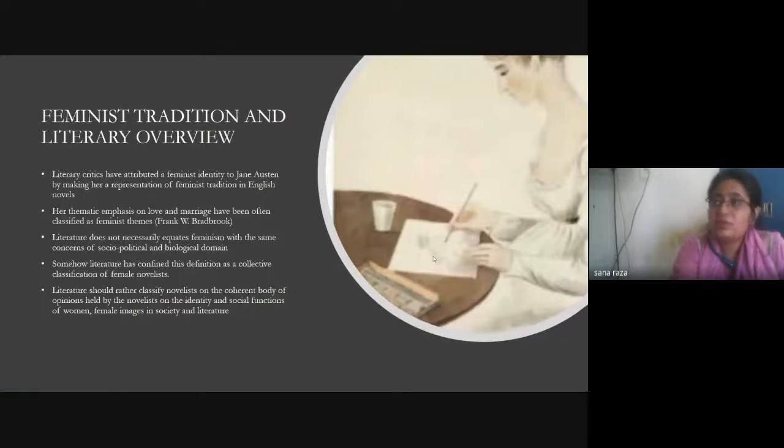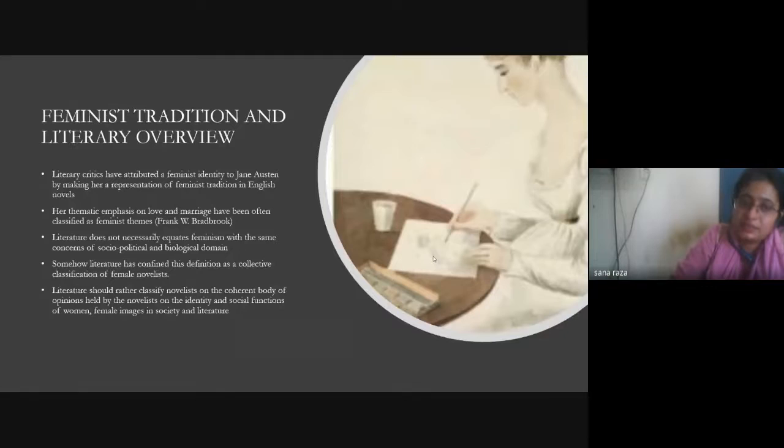This is the feminist tradition and literary overview. So what happens is that literary critics have attributed a feminist identity to Jane Austen by making her a representation of feminist tradition in English novels. She's one of the early female writers. So naturally she wrote everything that was typical of female feelings and female characters. So it is very natural for us to call her a feminist writer.